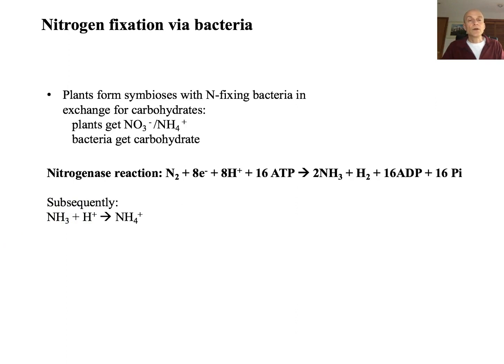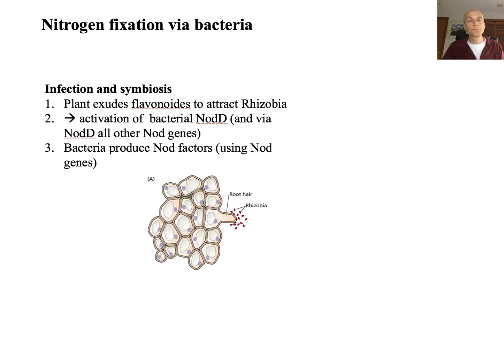Okay, so how does the interaction between the plant and the bacteria occur so that this symbiosis can form? It starts with the plant exuding flavonoids. Flavonoids are compounds, we'll talk more about those later on, relatively small organic molecules that attract rhizobia bacteria.